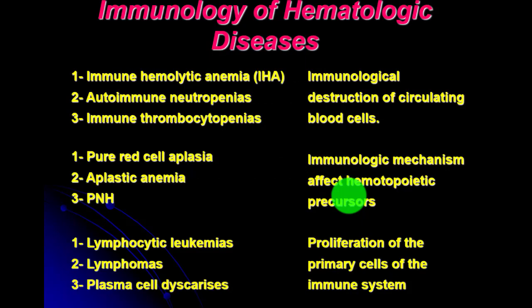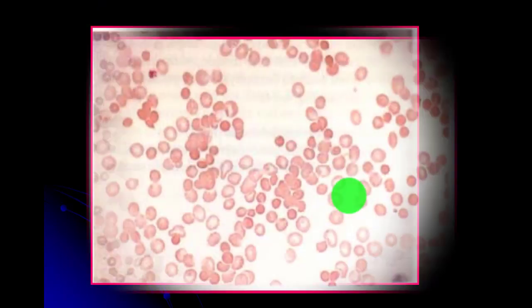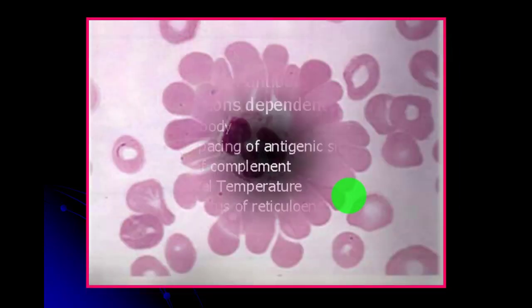Immunology of hematological diseases: immune hemolytic anemia, autoimmune neutropenia, immune thrombocytopenia, pure red cell aplasia, aplastic anemia, PNH, lymphocytic leukemias, lymphomas. Immunological mechanisms affect hematopoietic precursors and cause proliferation of the primary cells of the immune system. Immune hemolytic anemia: some slides under the microscope.